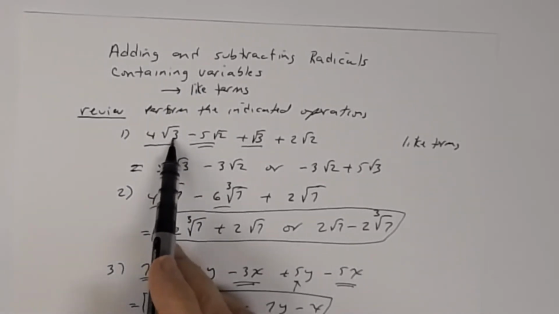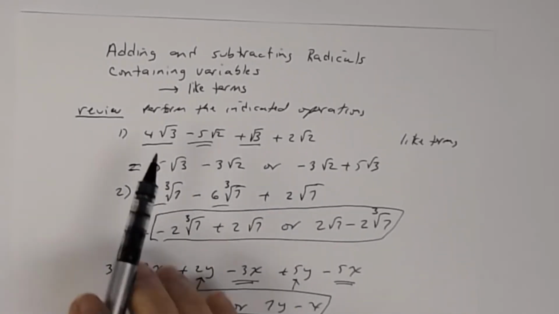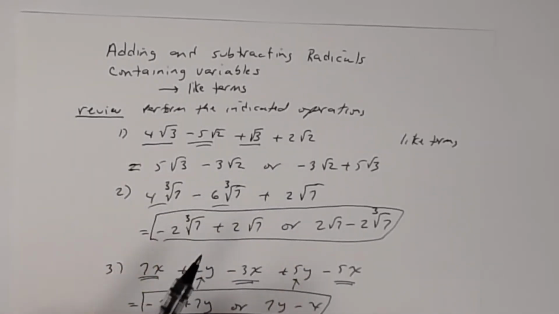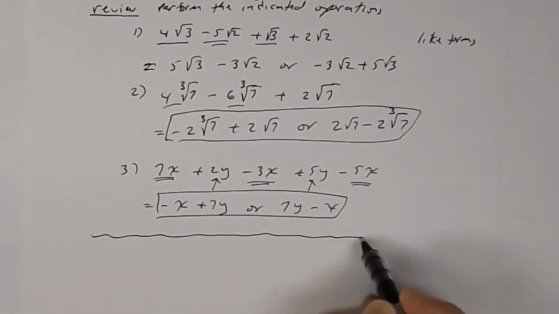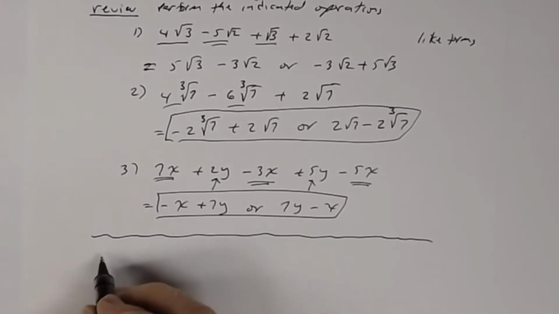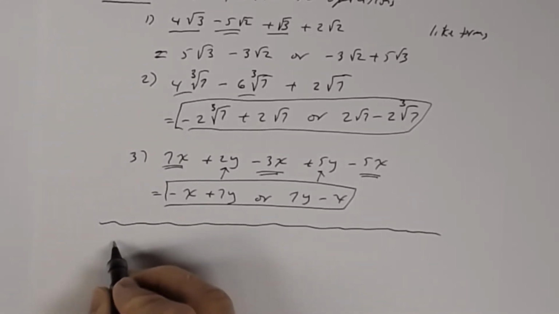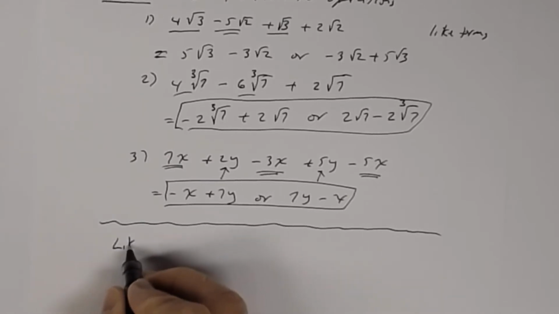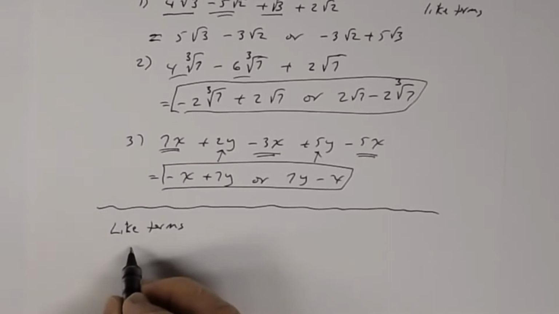All right, now, before we go on and talk about adding and subtracting radicals that contain variables, you see how in numbers 1 and 2 there were not any variables involved? So now we need to talk about what if there are variables involved. Well, before I can do that, let's review some ideas here. So the following examples are considered like terms.